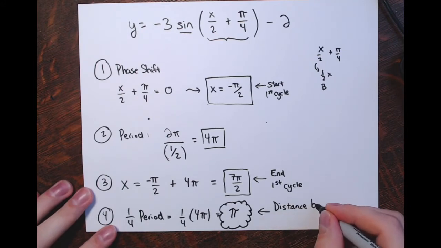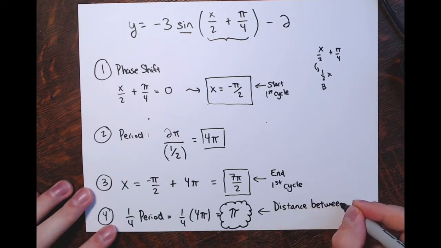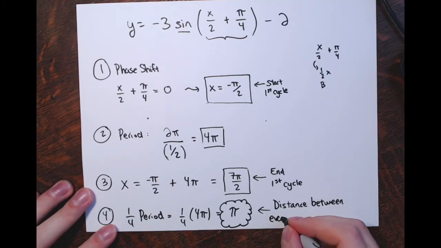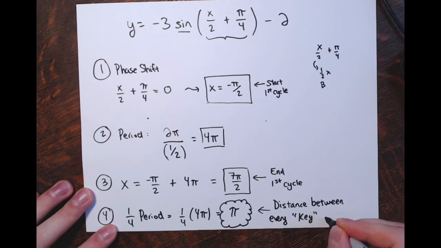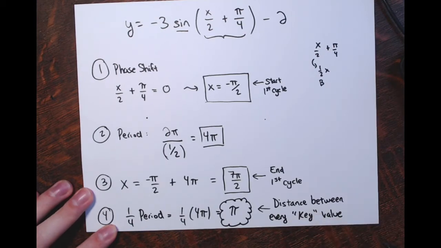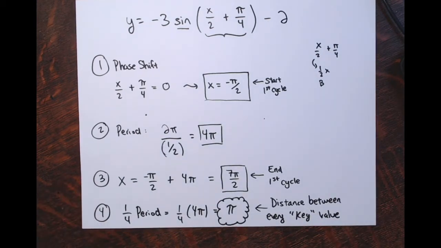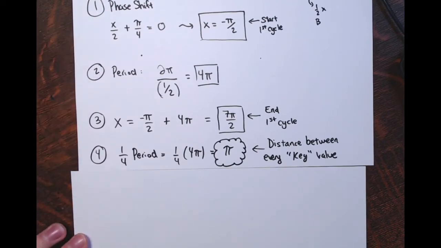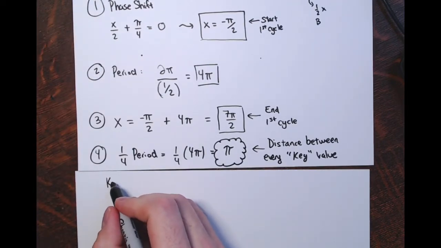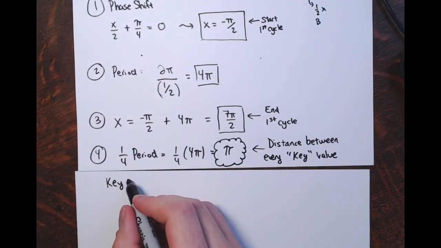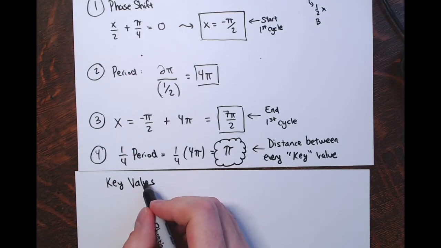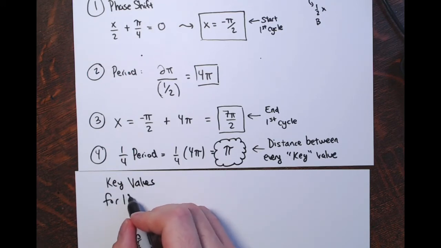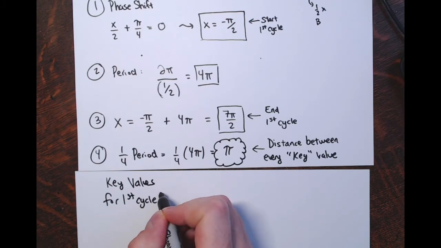The distance between all the notches I make on the x-axis, between every key value. Let me show you what I mean by making a table for the key values of this first cycle. Right, so here are the key values for the first cycle I'm going to draw.